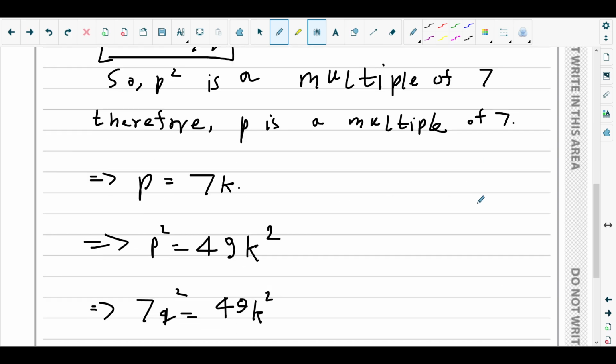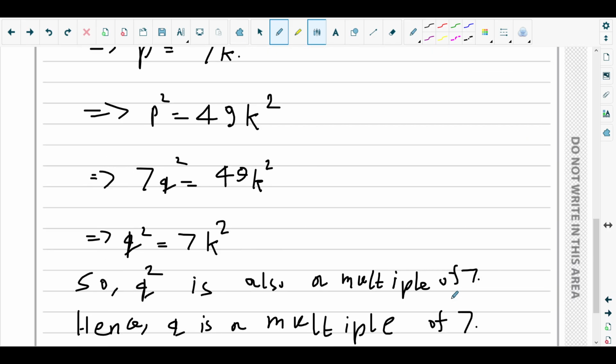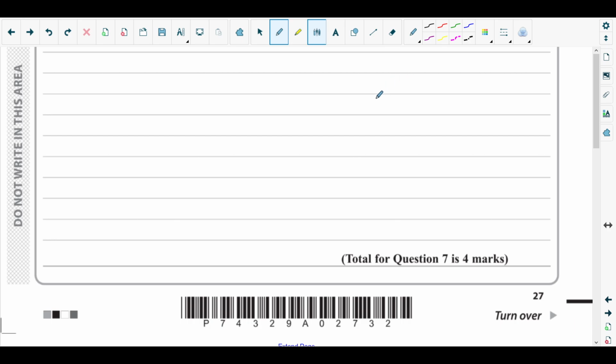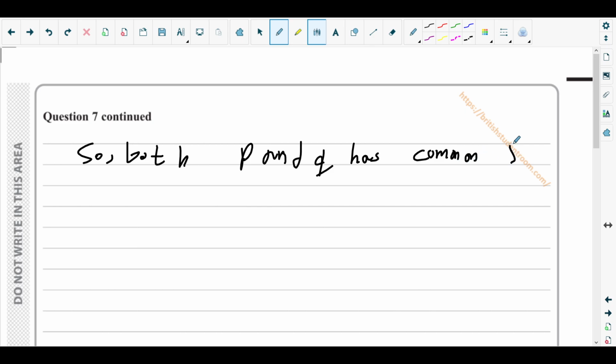But look, after algebraic workings, we could see that P is a multiple of 7. At the same time, Q is also a multiple of 7. That means both P and Q have 7 as a common factor. So both P and Q have common factor 7, and P and Q are not coprime.